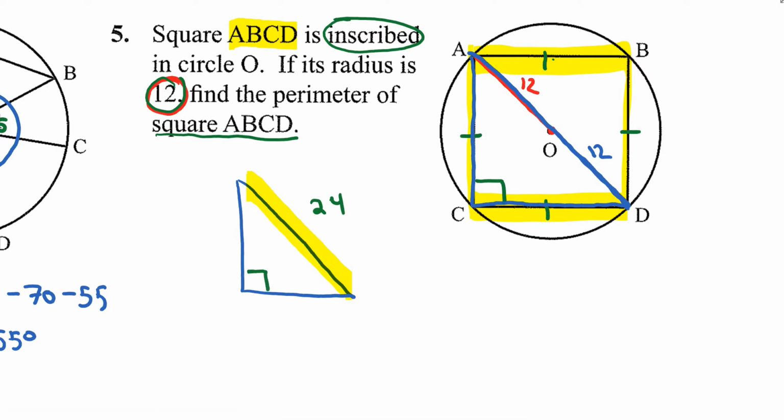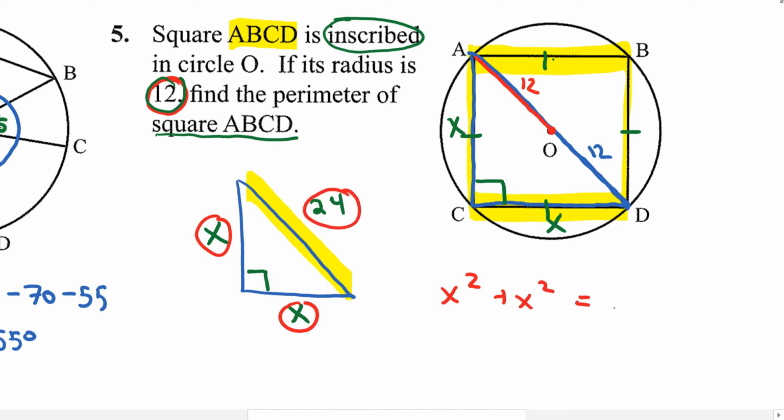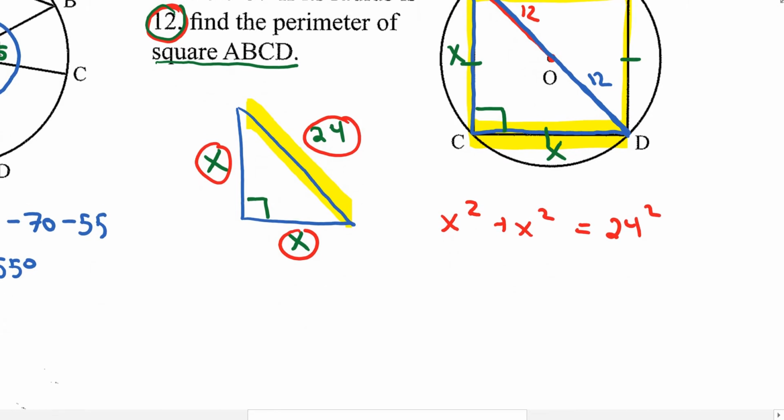And I also know that all the sides are equal, so I can label this side as x, and I can label this side as x. So the two legs have an unknown value, and I can label that as x. So now we can use the Pythagorean theorem here because I know my legs are x and x. To set that up, that's going to be x squared plus x squared equals the hypotenuse, which is 24 squared. Now that I have a Pythagorean theorem equation set up, I can go towards solving this.